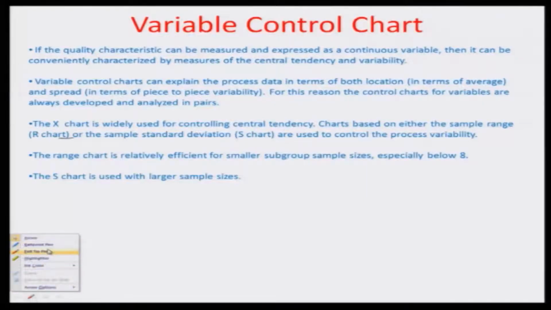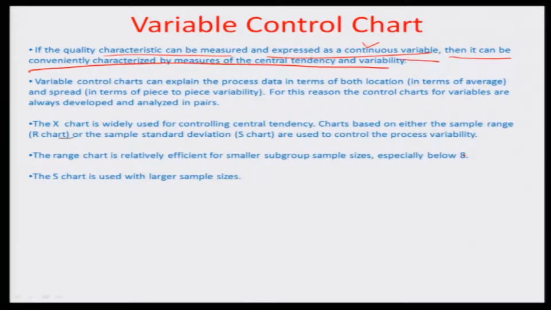If the quality characteristic, as I had discussed earlier, is a measurable quantity, you can express this measurable quantity as a continuous variable. Then it can be conveniently characterized by measures of the central tendency and variability related to the distribution that we are talking about, and so that can be useful for plotting the variable control charts.